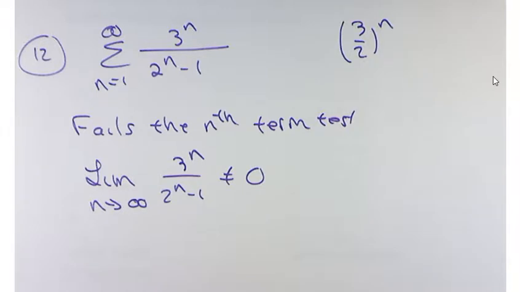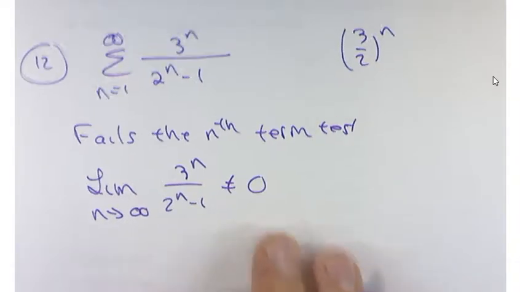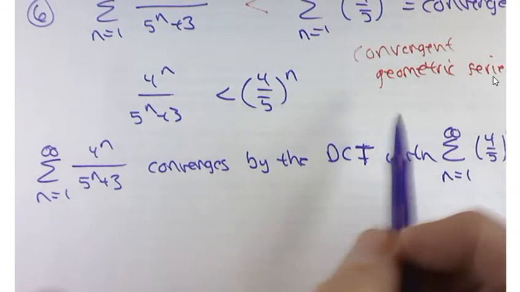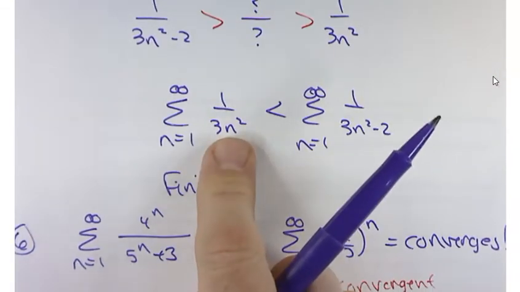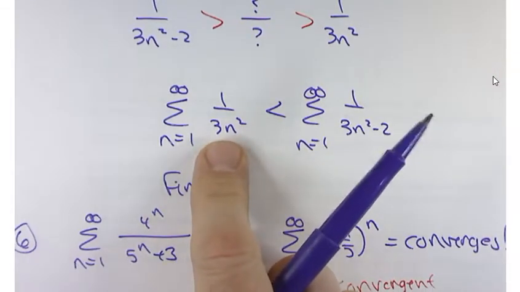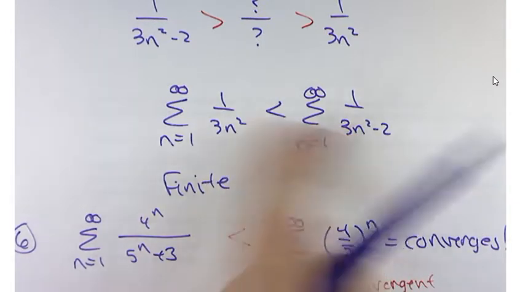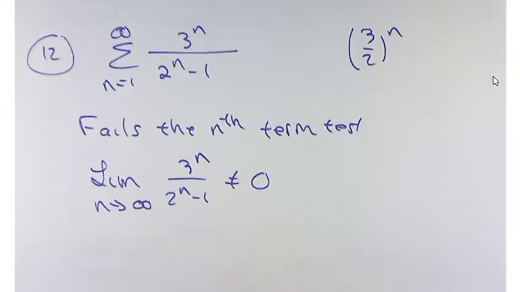The problem with the direct comparison test that people run into is they get it backwards. They have the inequalities running the wrong way, like this one. Sure, this is finite, but that doesn't tell you if this is finite or infinite. So, wow, that doesn't help you. Do you have a tip to make sure you don't do it backwards? Yes, my tip to make sure you don't do it backwards is not to use the direct comparison test. Use the limit comparison test.